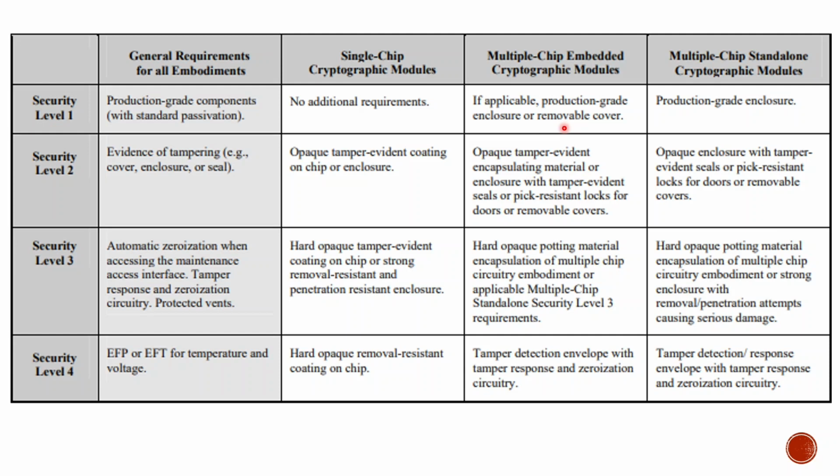The module can be housed with a strong enclosure that is designed to be highly resistant to removal or penetration, likely damaging the module if someone attempts any such ways. It must also include tamper detection, response, and also the zeroization of the circuitry, like in the previous module.